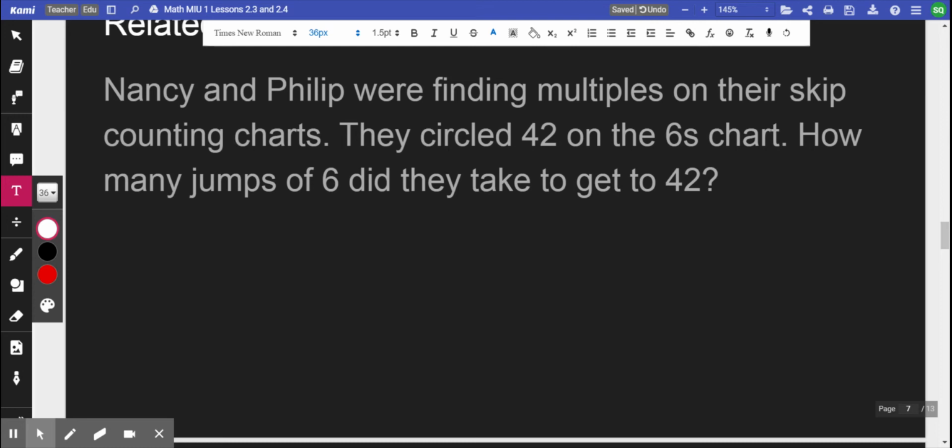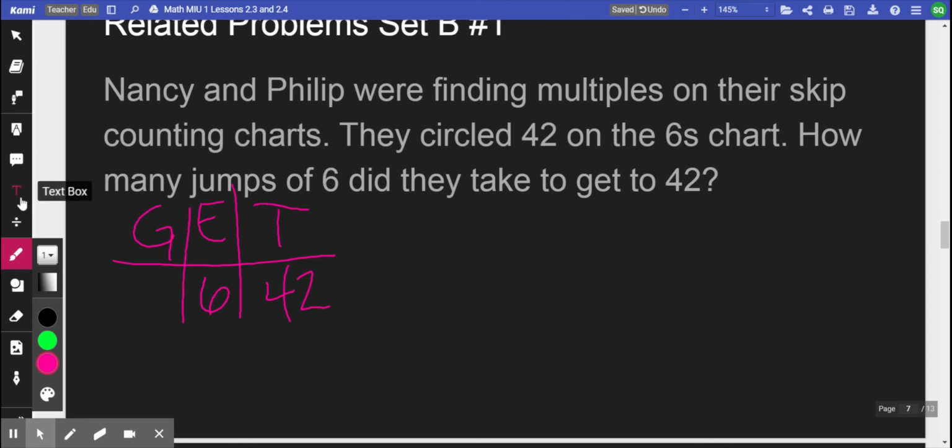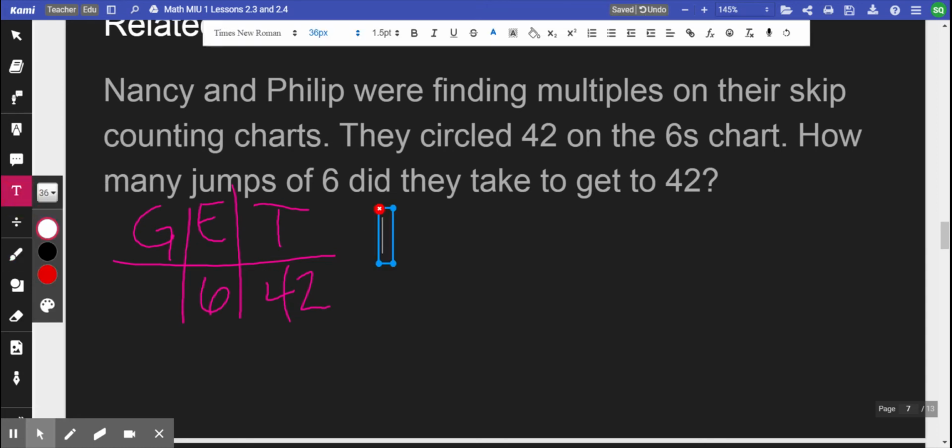Ooh, this one's fun. Okay, so let's make our get chart. Do I know how many groups of 6 that I have? I don't. This is a trick. There are 6 in each group, and I'm getting to 42. So I don't know how many groups yet.